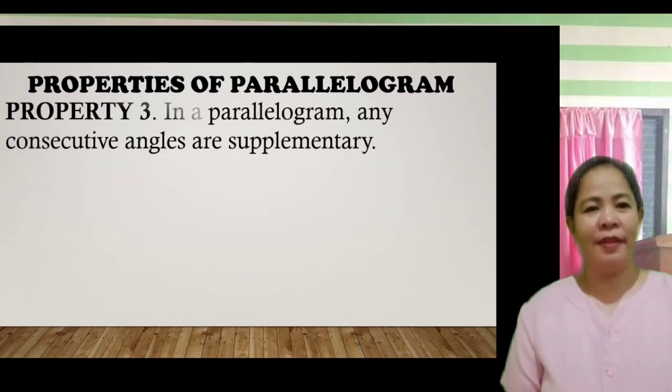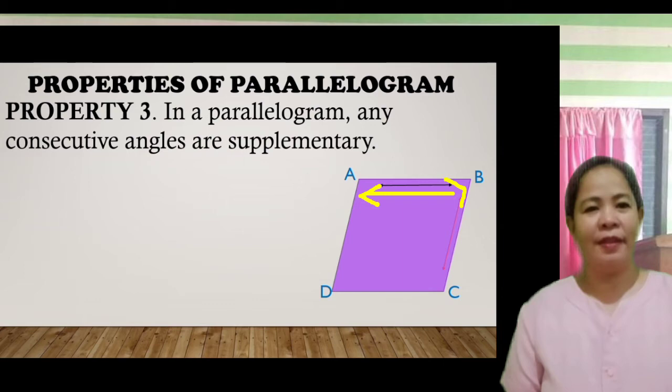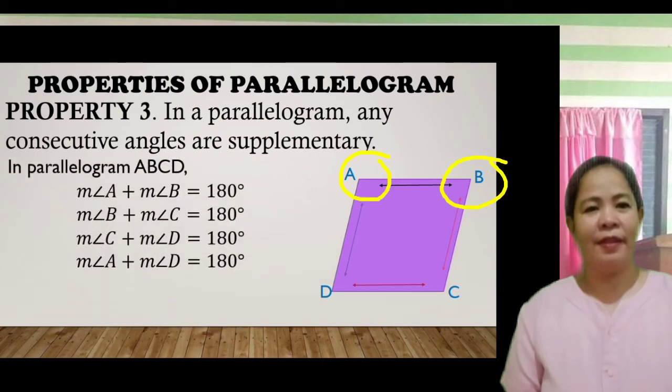Property number 3. In a parallelogram, any consecutive angles are supplementary. When we say supplementary angles, their sum is 180 degrees. We have here parallelogram ABCD. Next to angle A is angle B, so these two are consecutive angles. Then another pair of consecutive angles is B and C, C and D, and D and A. So if we add the measure of angle A and the measure of angle B, the sum is 180 degrees.